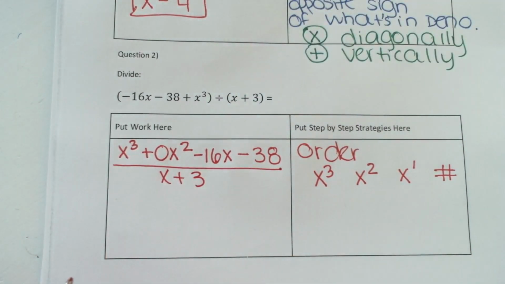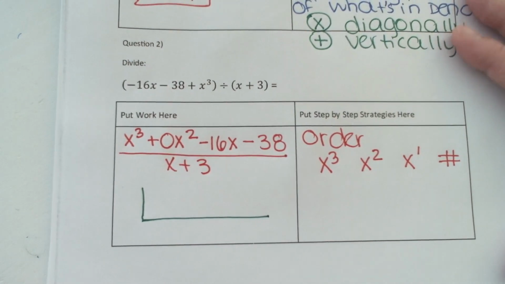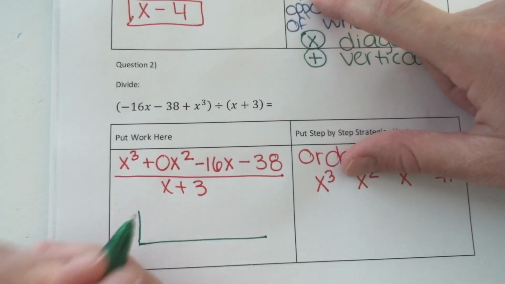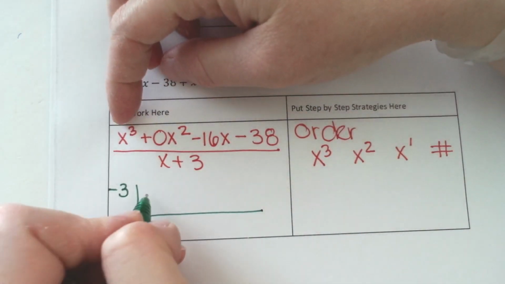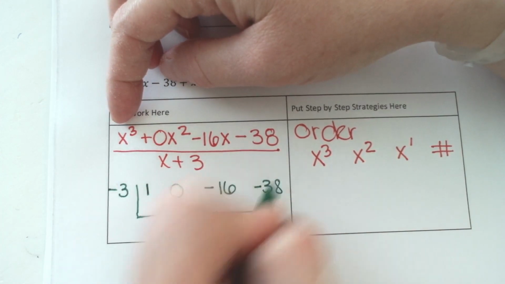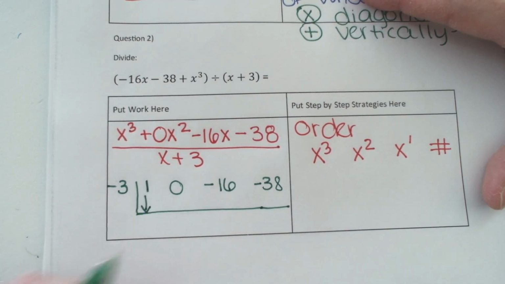And now once I have that ordering correct, then I can go through my synthetic division. So with synthetic division, same steps as up above. We're going to put the opposite sign of what we see to the left. So that will be negative 3. And then list out the coefficients. So 1, 0, negative 16, negative 38. Then bring down the first number with straight line. So that's going to be 1.